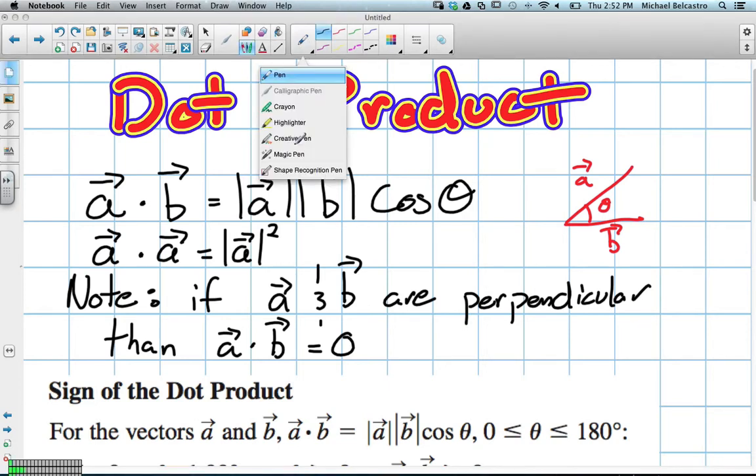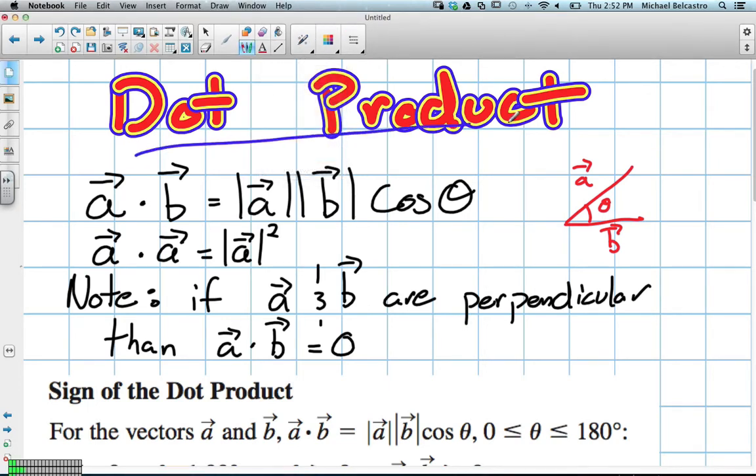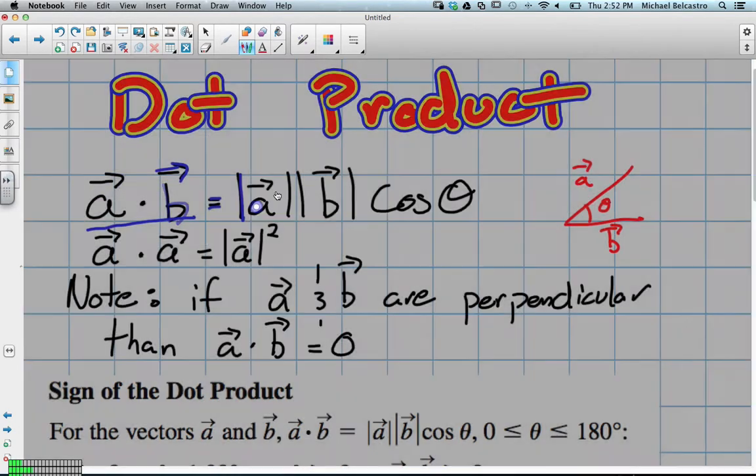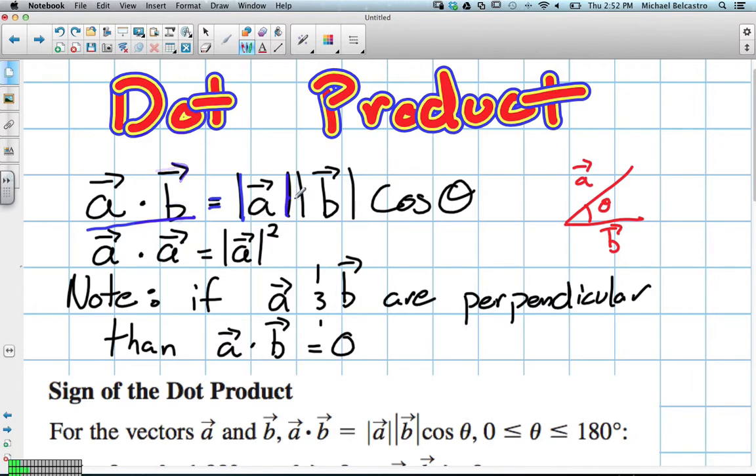So we have the dot product. And the formula for the dot product, if we're trying to find the dot product of two vectors, vector A dot vector B, is that the dot product between the two vectors is equal to the magnitude of A times the magnitude of B times cos theta, theta being the angle between the two vectors.